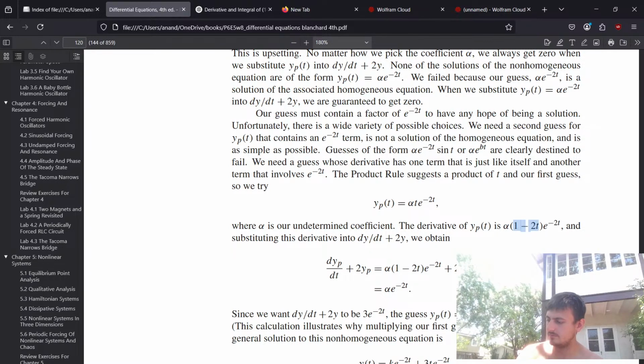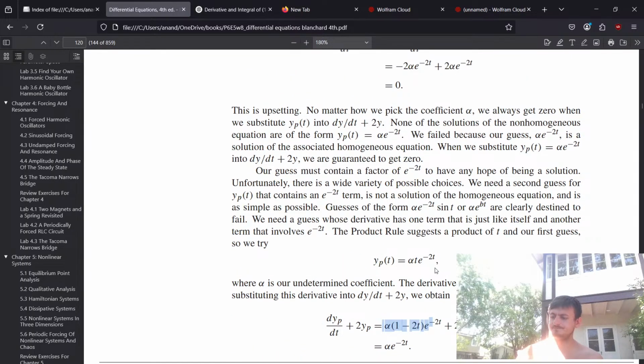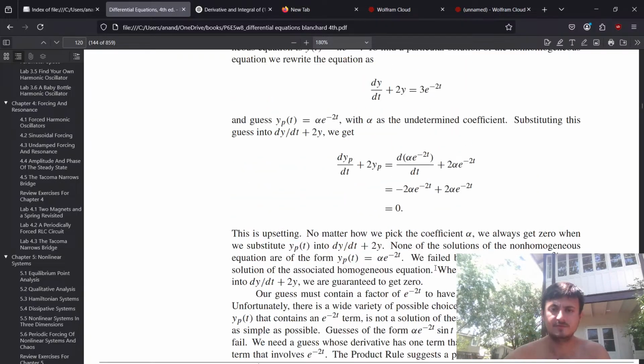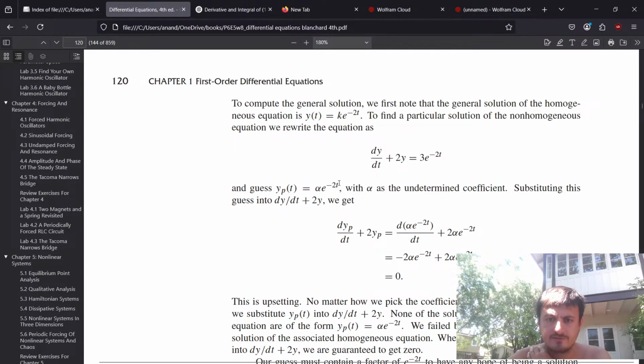No. B has to be -2. Wait, but then that doesn't work out. What? Hold on. Let's start over. We write our equation. I got that far.